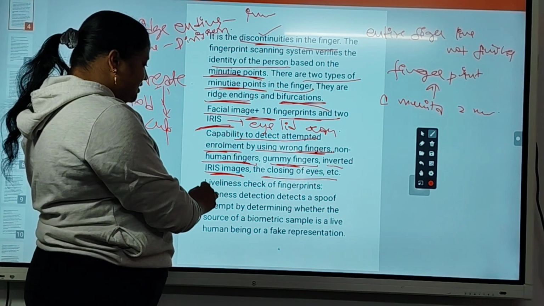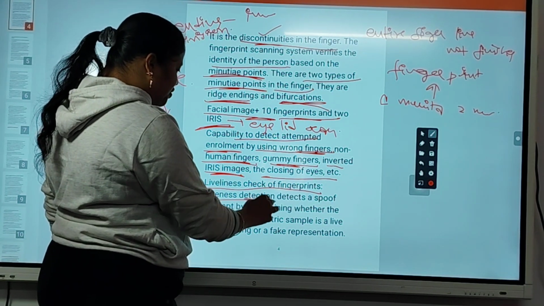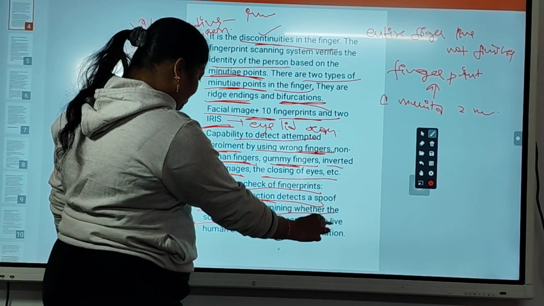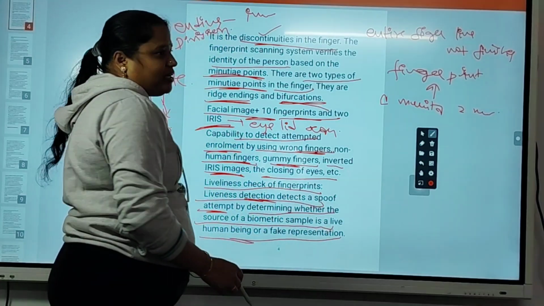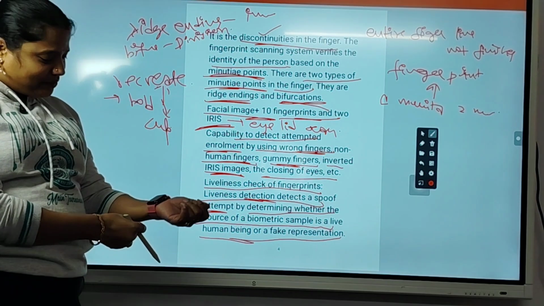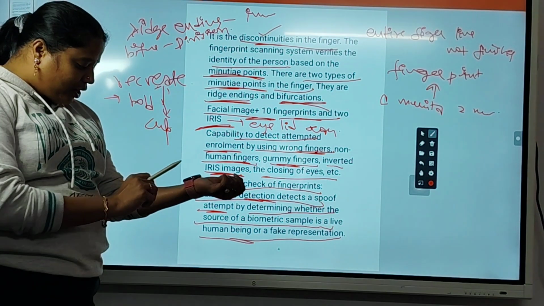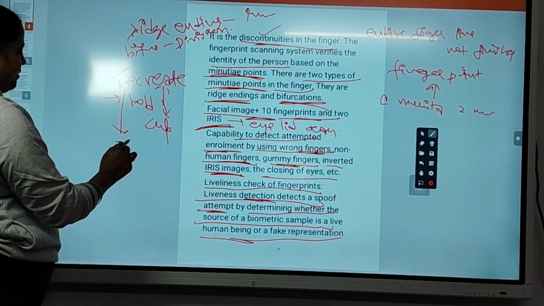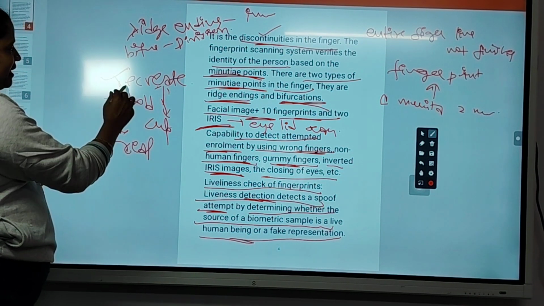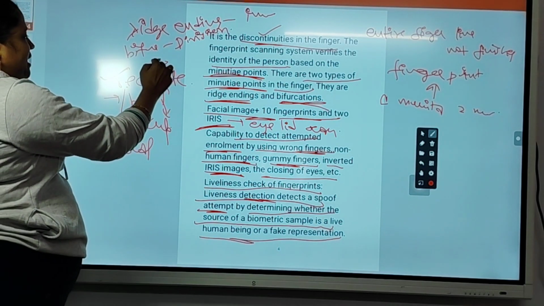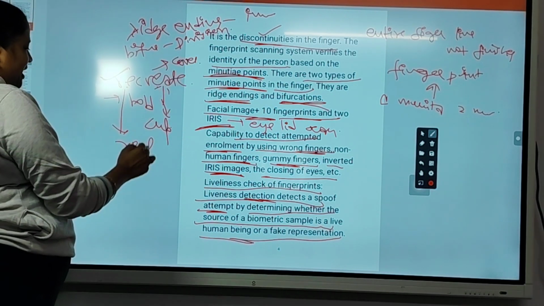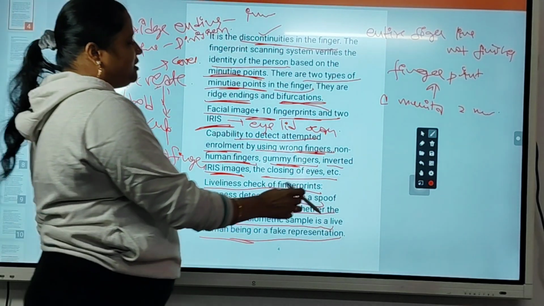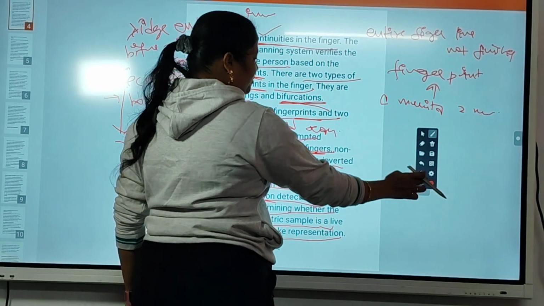So, liveliness check of fingerprints. Liveliness detection detects a spoof attempt by determining whether the source of the biometric sample is a live human being or a fake representation. So that's why they introduced an authentication to identify whether they are recreated fingerprints or real fingerprints. Recreated means it will be on a cover. But a real fingerprint means it will be a finger. So based on that also the system identifies whether a person is spoofing or not.